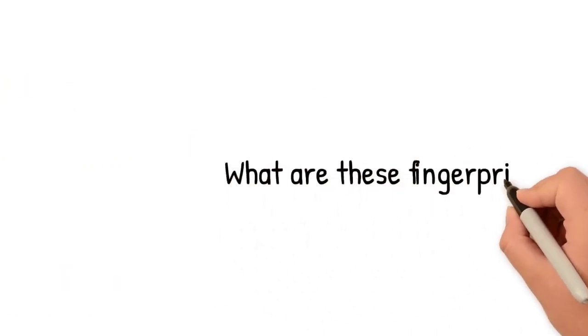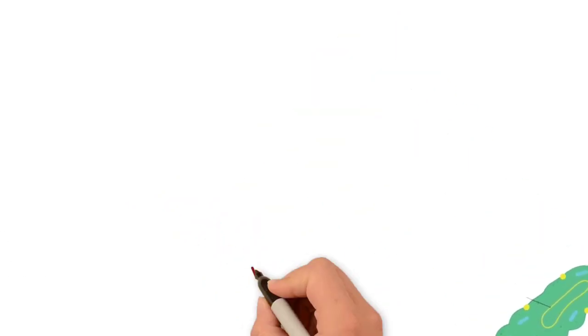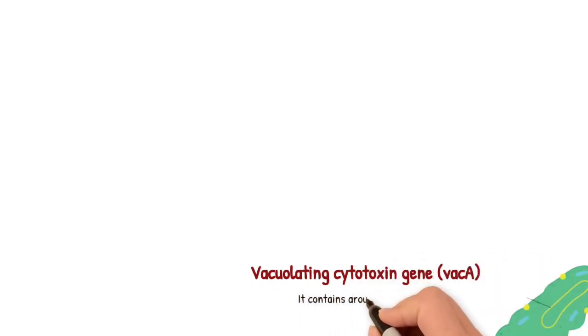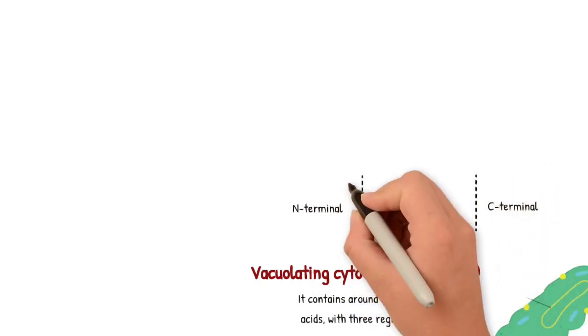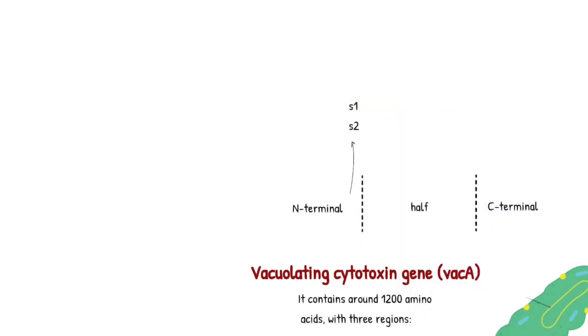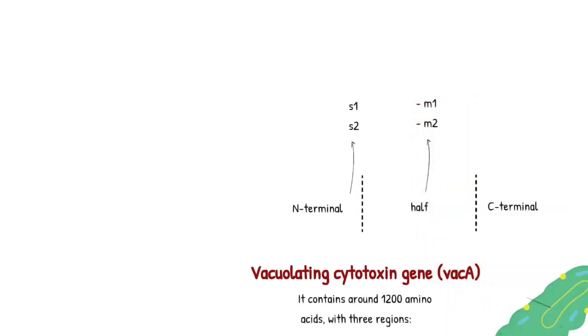What are these fingerprints? The fingerprints read for Helicobacter pylori can vary depending on the study. However, the ones most commonly studied are those of the BK gene. The BK gene has a structure with around 100 to 2,000 amino acids, with 3 regions: the N-terminal, the middle, and the C-terminal. In the N-terminal region, the single sequences are found and can be of type S1 and S2, and in the middle region the types are M1 and M2.